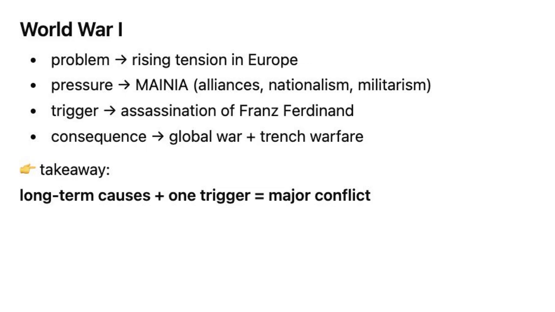The takeaway here was that long-term causes, right, imperialism, alliances, nationalism, industrialization, these are things that have been building for a long time in the world, right? They're long-term causes that then added up into a single trigger, the assassination, that led to mass conflict.